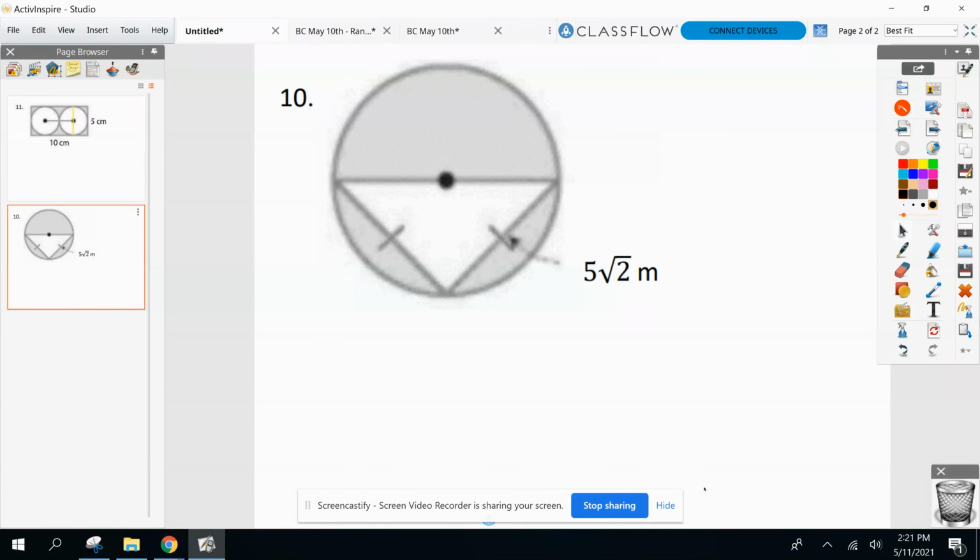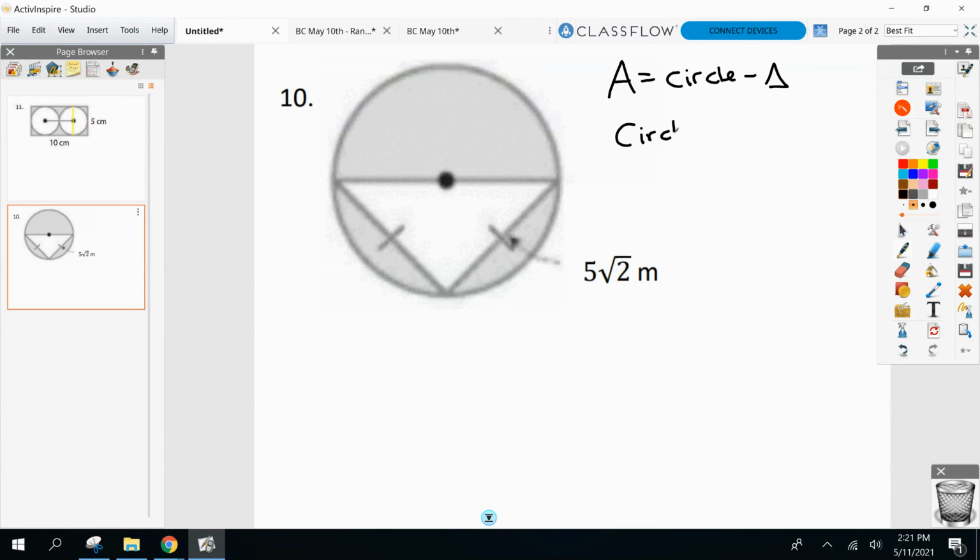Okay, so number 10 from the back of your packet, find the area of the shaded region. So just start with a general formula. We're going to take the area of the full circle, and I'm going to subtract out the area of the triangle. All right, circle first here. Circle is pi r squared.